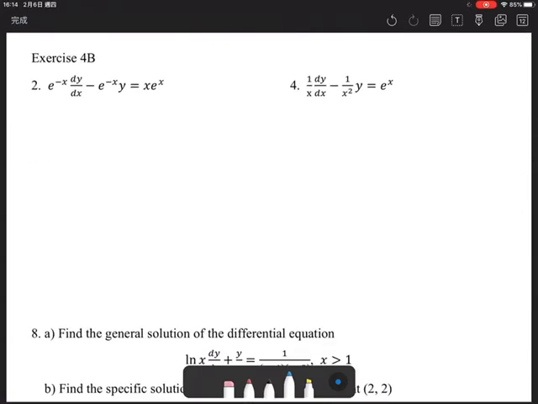For exercise 4b, firstly let's observe the equation first. Obviously we cannot use the separating variable method, so we have to use the second method. So let's check whether the left hand side can be written as the derivative of a product.